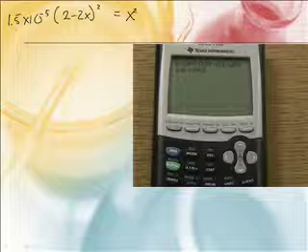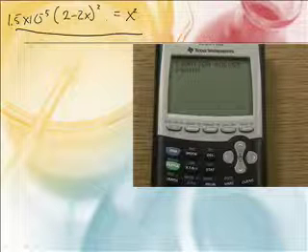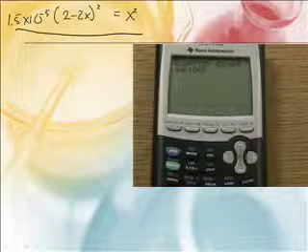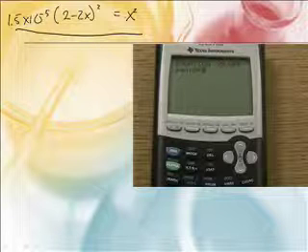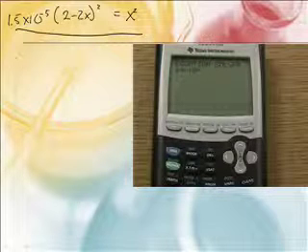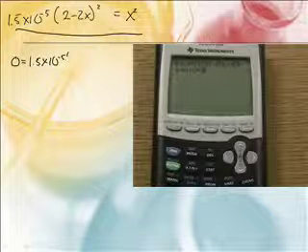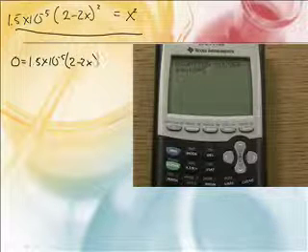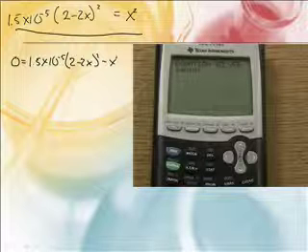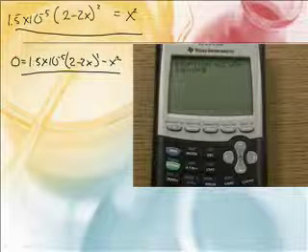If we go back on the screen for a moment, essentially I've cross multiplied, and I can subtract x squared from both sides. So 0 would be equal to 1.5 times 10 to the minus 5 times 2 minus 2x squared, minus x squared. So I'm going to now type this into my calculator. Watch how I do this.